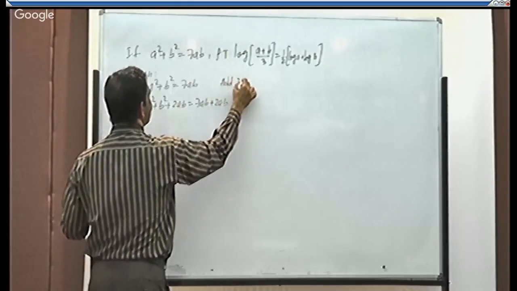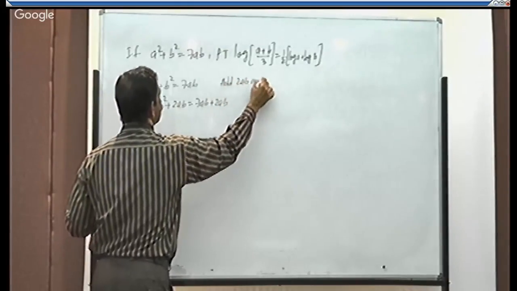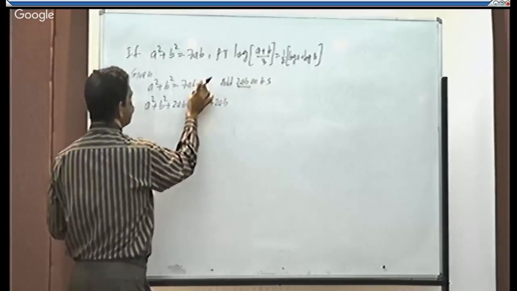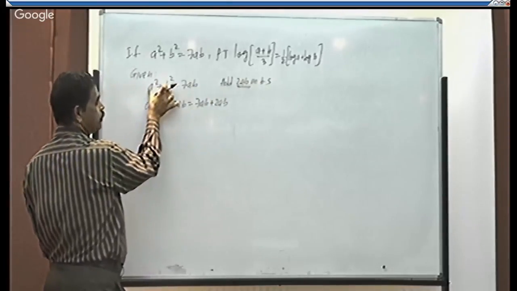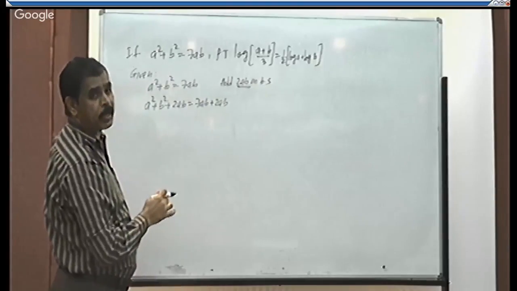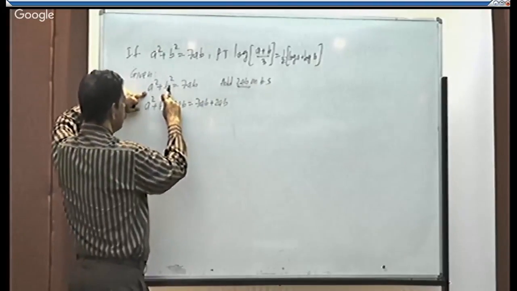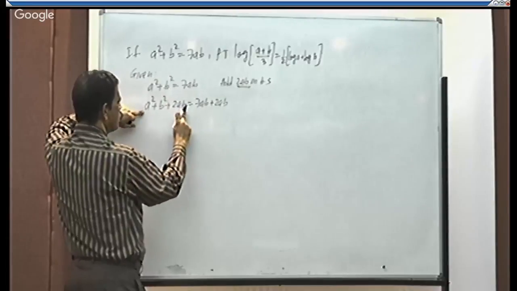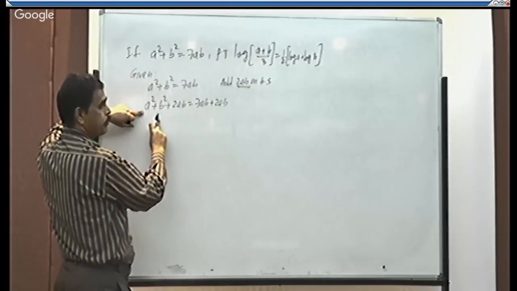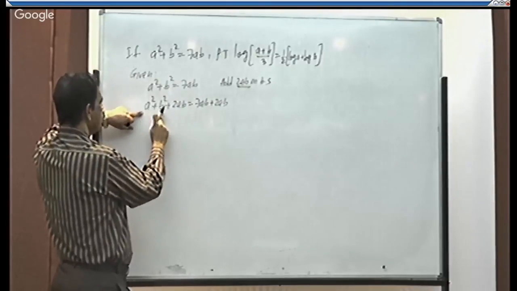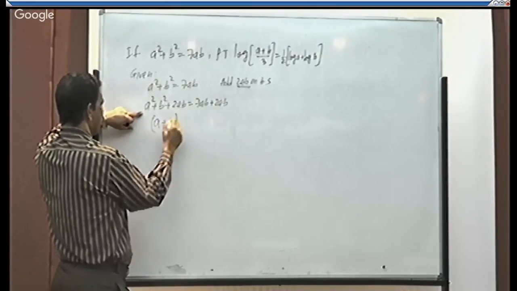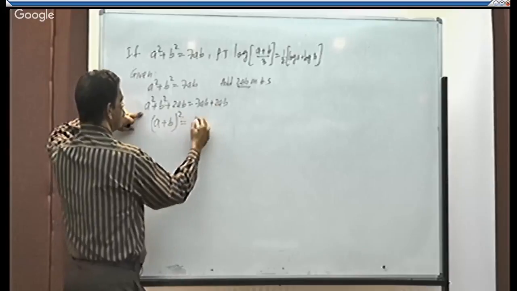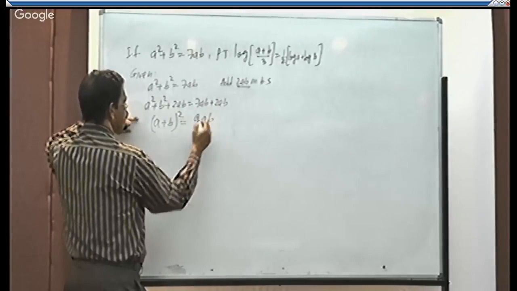Add 2ab on both sides. I am adding 2ab to 7ab, and I am adding 2ab to a² + b². Why am I adding? To convert the left hand side into a standard formula, that is (a + b)². a² + b² + 2ab is what? It is (a + b)², is equal to, it is what? It is 9ab. Correct?